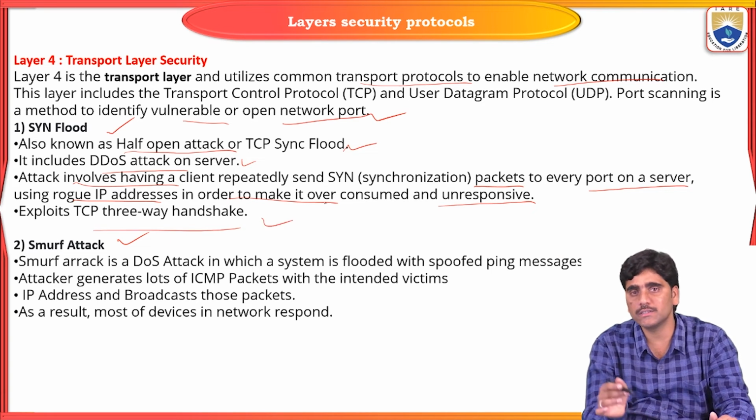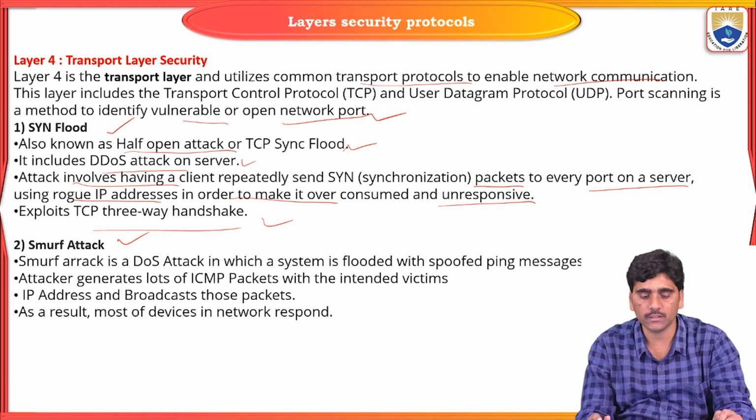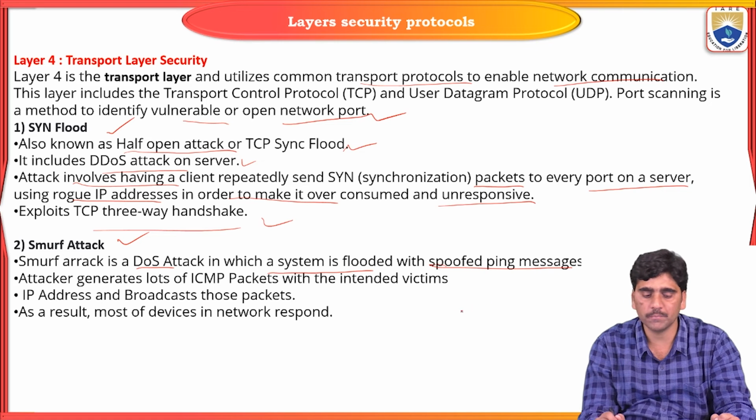And exploit a TCP three-way handshake. Exploiting the TCP three-way handshake. And the second one is Smurf attacks. It is one type of DoS attack in which a system is flooded with spoofed ping messages.